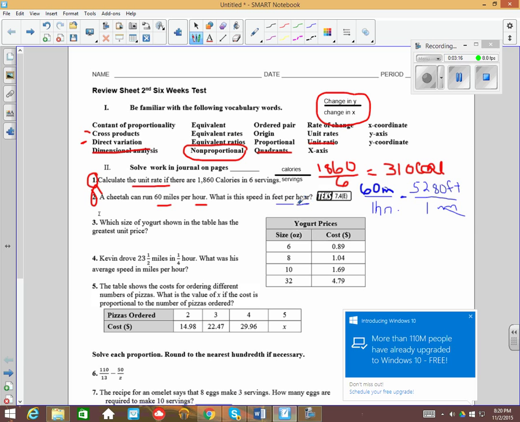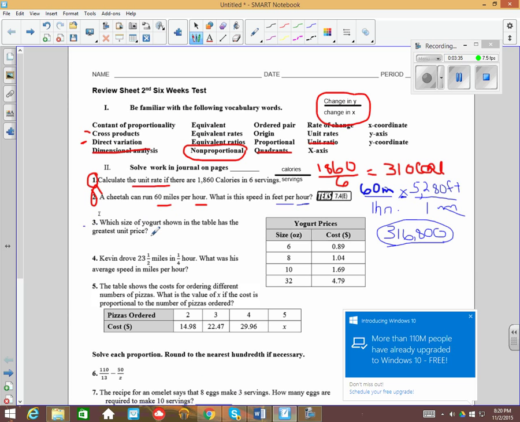So in order to solve this, you multiply 60 times 5,280. So when you multiply it out, you should get 316,800. Looking at number 3.